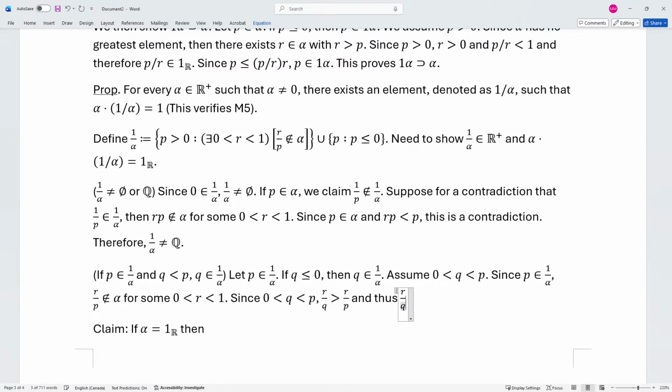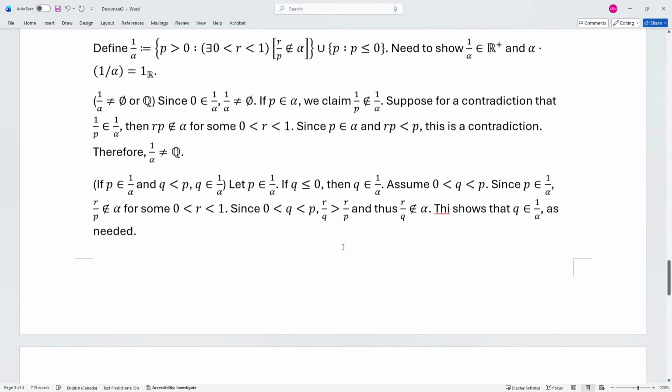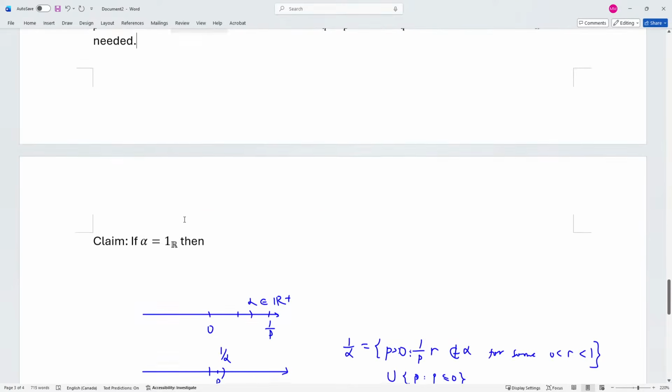We have a little proposition for that. If something is not in a cut and something else is even greater, then that something else cannot be in the same cut. So this is not an alpha, for the same R. This shows that Q is in 1 over alpha as needed. So that's the second property: everything to the left of P is still in 1 over alpha.